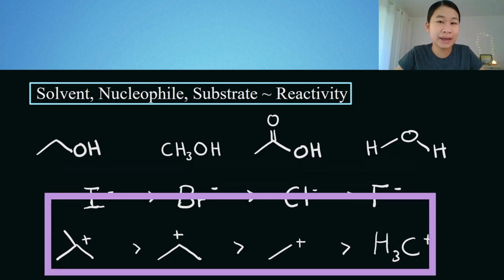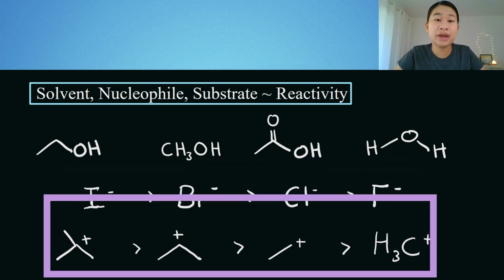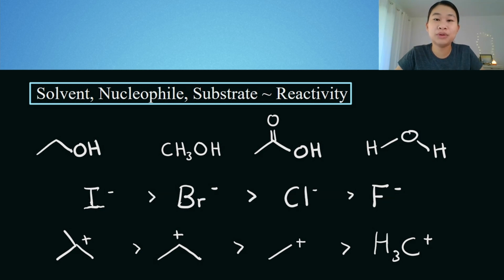Now what about carbocation stability? Well, it turns out that the more stable a carbocation is, the faster the reaction proceeds, the faster the leaving group can leave. From most stable to least stable, we have tertiary, secondary, and primary carbocations, and finally, as the worst, we have a methyl carbocation.